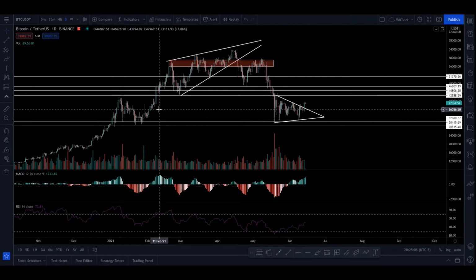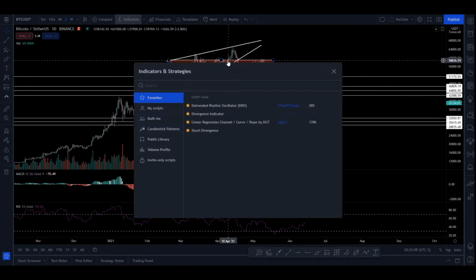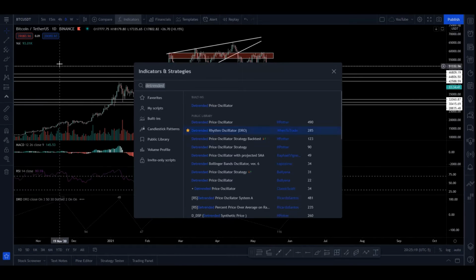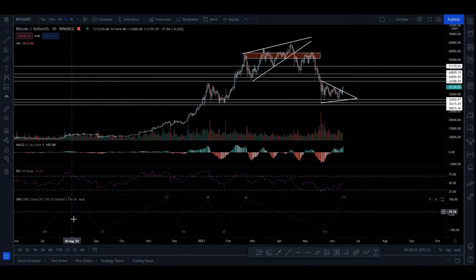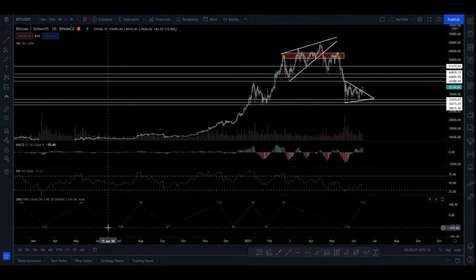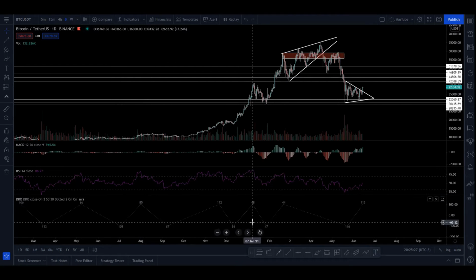So we're going to start off on TradingView, and we're going to go over to indicators, and we can type in detrended rhythm oscillator. So this indicator was made by this user when to trade. By adding the detrended rhythm oscillator, we'll see it down here along with our other oscillators, and it kind of looks like a zigzag with some numbers.